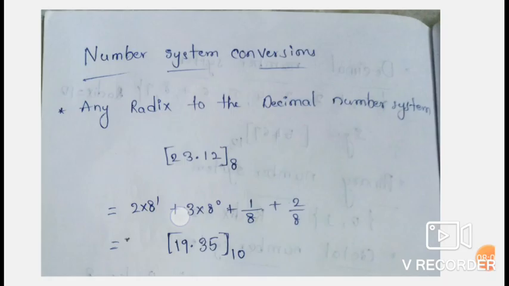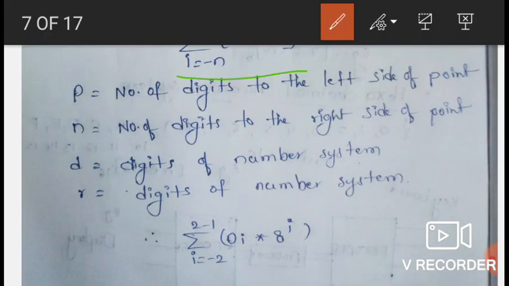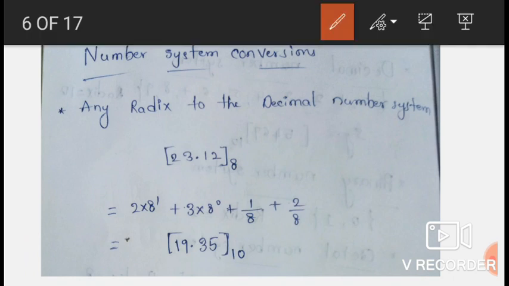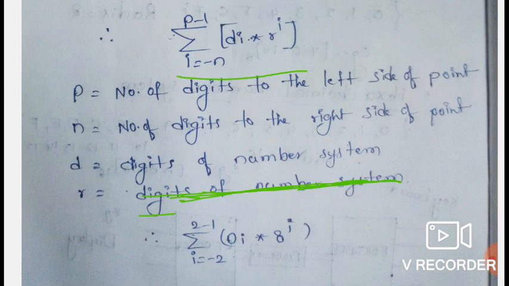And here r is not the digits of the number system, it's nothing but the radix of the number system. What is the radix of the number system? We used it in the earlier problem. We used 8 here, so the radix will be 8, so r equals 8. Like that we can get the generalized formula here. From this we can get the final value. We can do this process with this formula also.